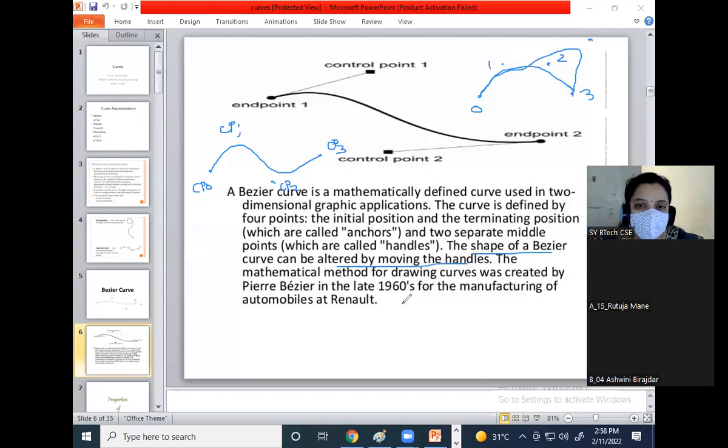The mathematical method for drawing the curve was created by Pierre Bezier in the 1960s for the manufacturing of automobiles at Renault. So the drawing method was suggested by Pierre Bezier, and that's why the name is given as Bezier curve.